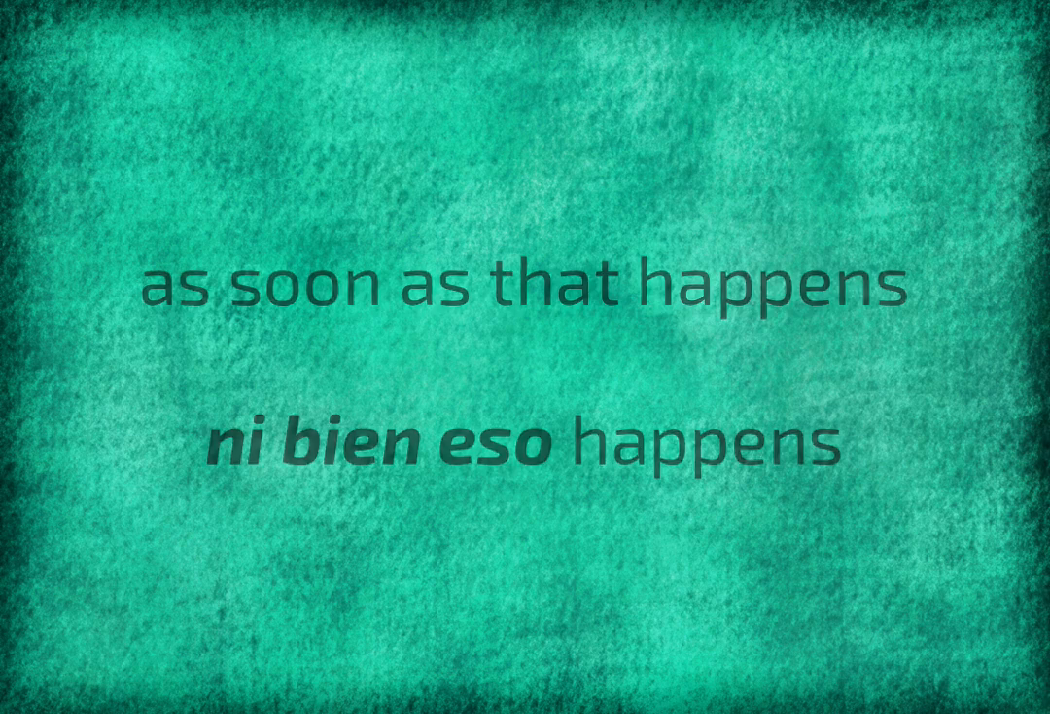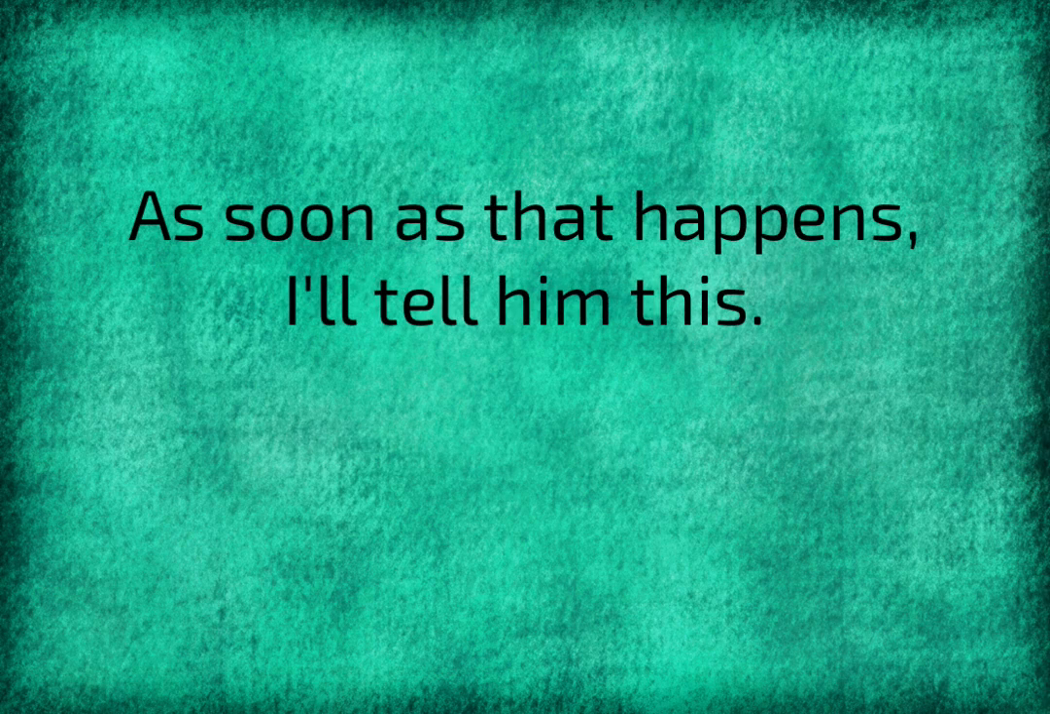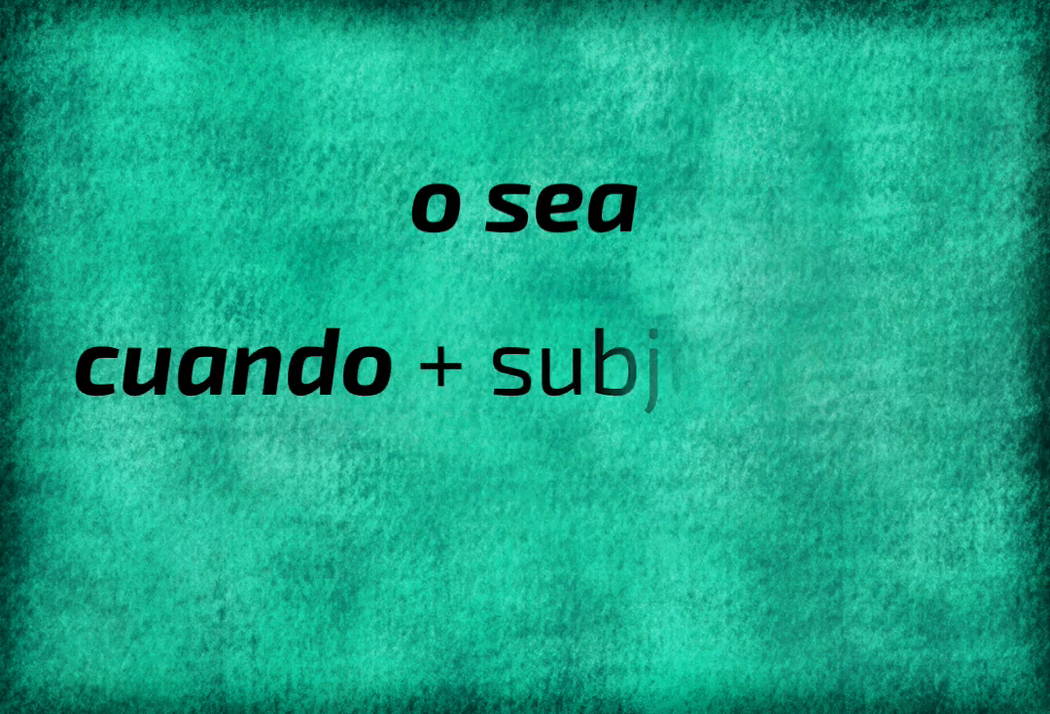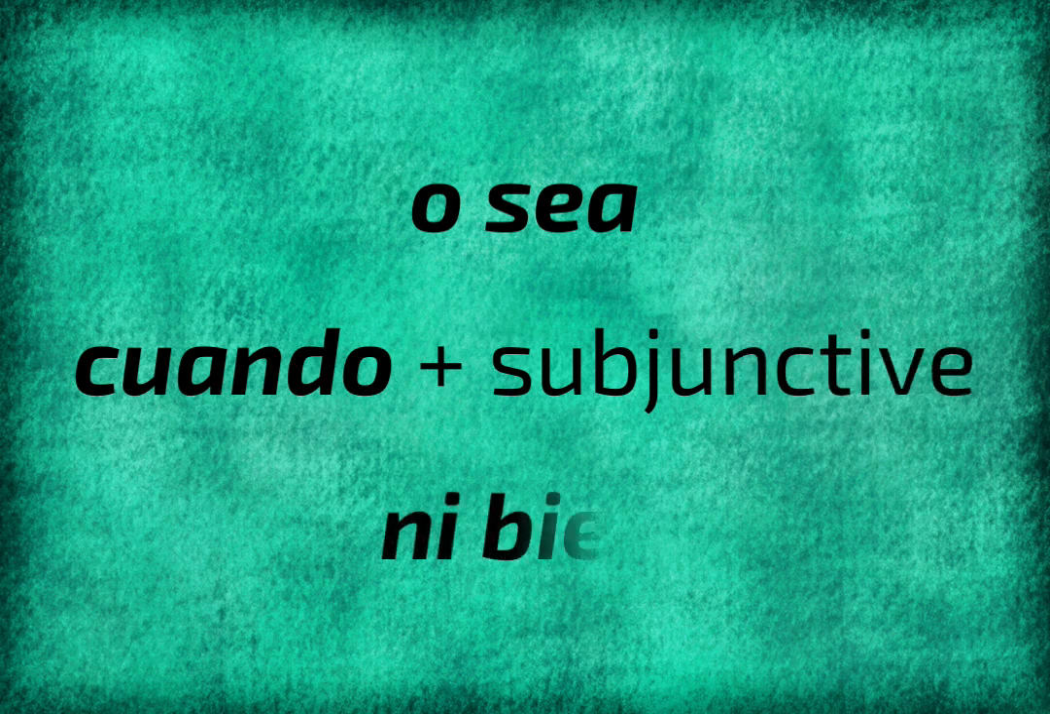So here's a sentence example. As soon as that happens, I'll tell him this. That would be, ni bien eso happens, I'll tell this. Ni bien eso pase, le diré esto. So those are some quirky ways that o, ni, and cuando are used. O sea, cuando, and then subjunctive, and ni bien for as soon as.